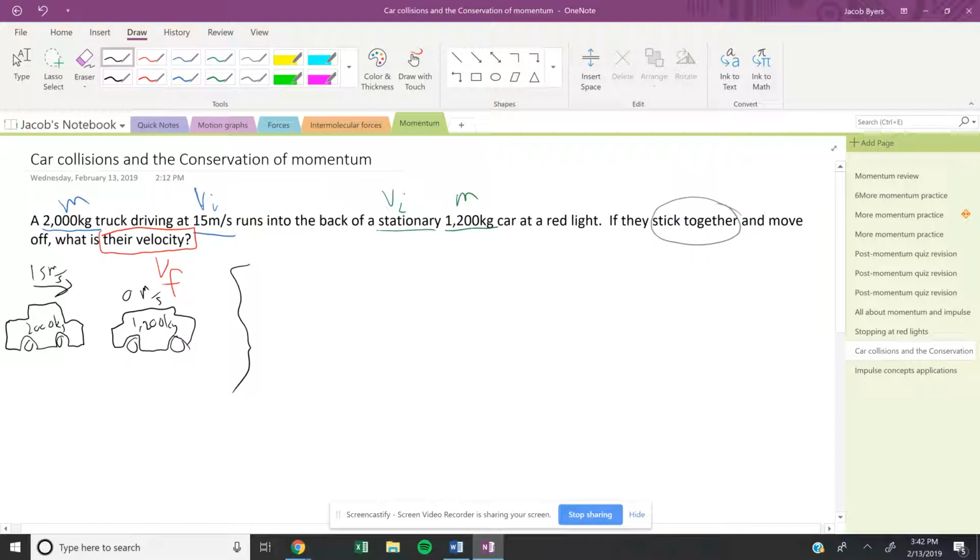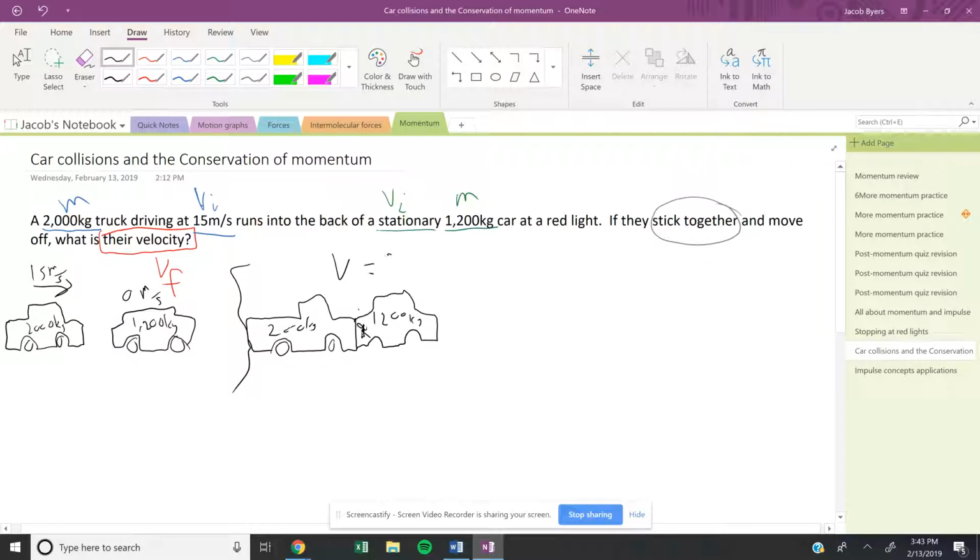Our final situation here, we have them stuck together. So we're going to have the truck. There, that's a little more truck-like. And the car is going to be connected to it more or less, at least for this purpose. Let's try that again. And it's going to be all crunched up and beaten up, whatever. So now we've got a truck, still 2,000 kilograms. Car is still 1,200 kilograms. Our velocity is what we're looking for.